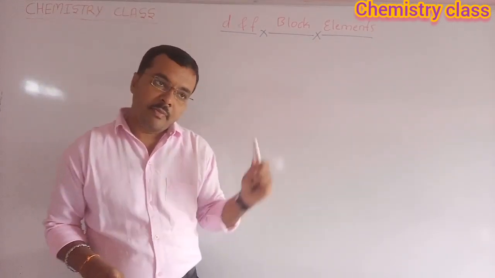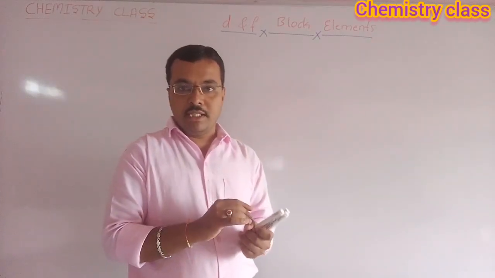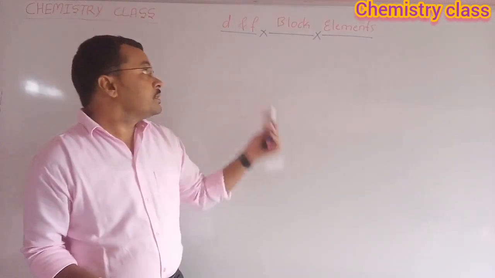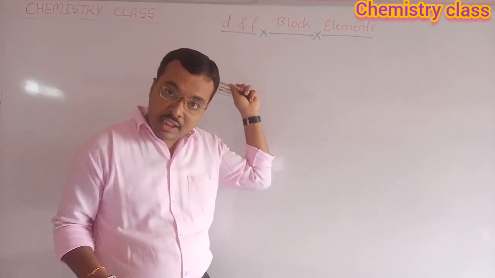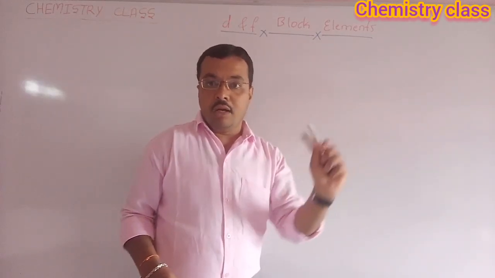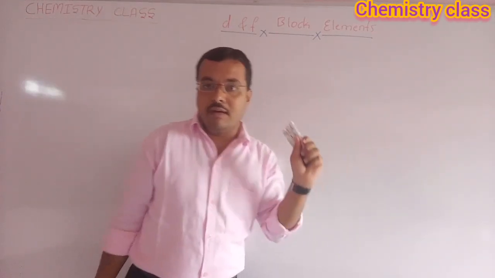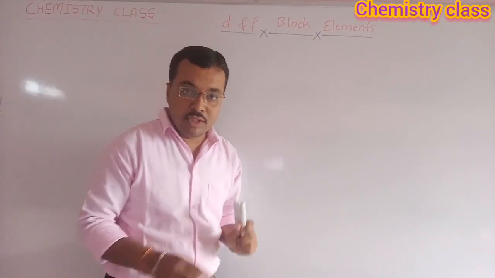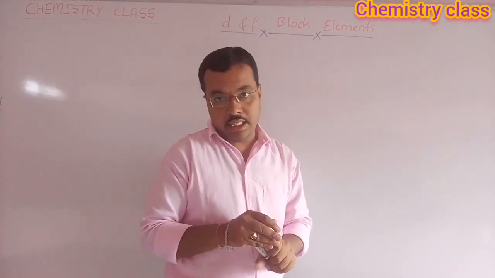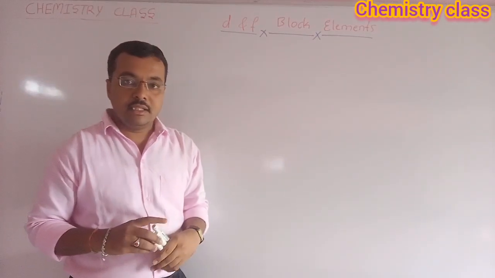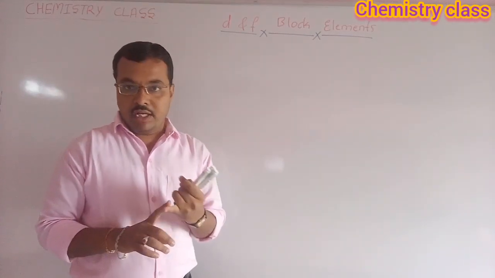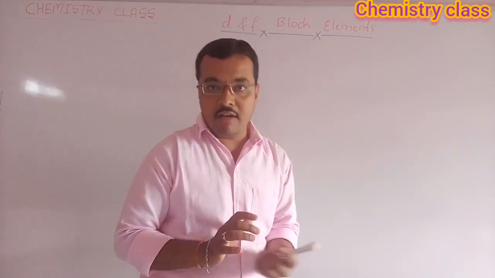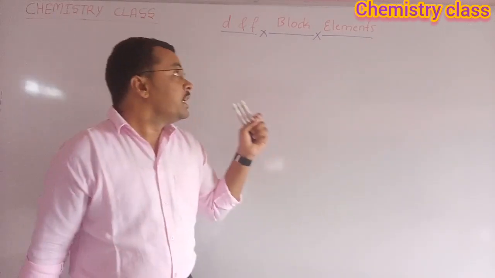Like this, we can classify all the elements into the 4 different blocks based upon the electronic configuration of each element. Now we are going to discuss the continued part of the chapter D and F block elements. In the previous sessions, we discussed the classification of the D block elements. These D block elements can be classified into 4 different series: the 3D series, 4D series, 5D series and 6D series of elements.